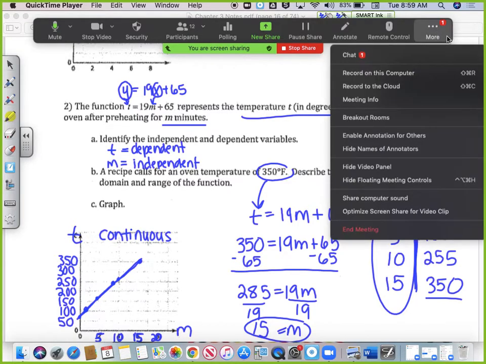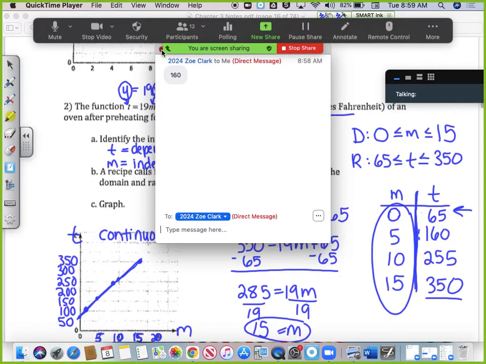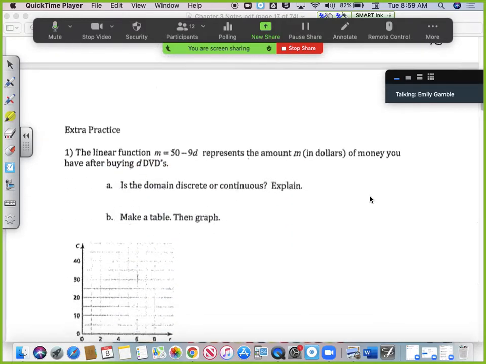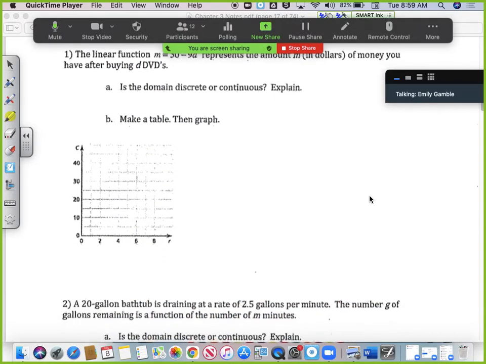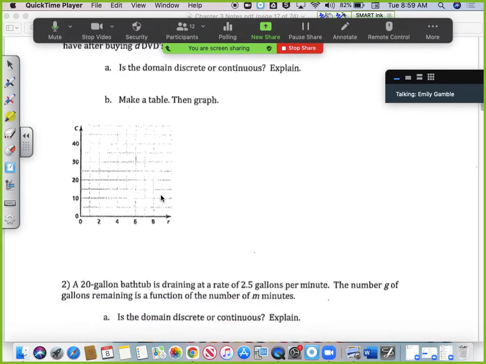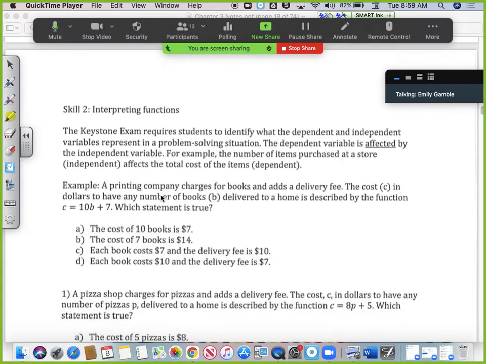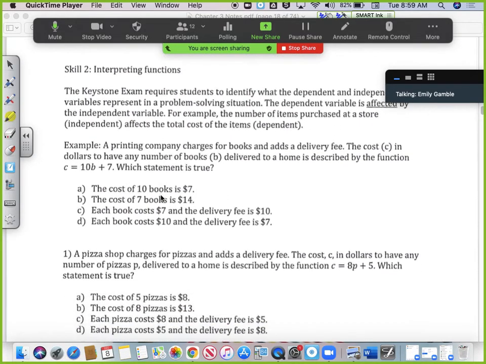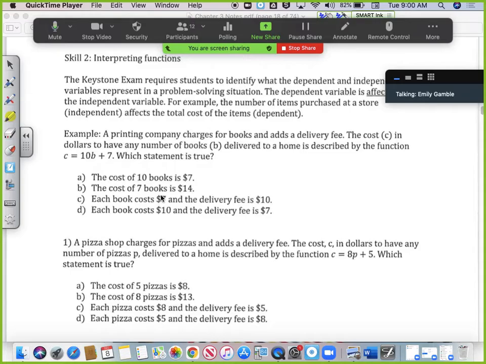So we're going to skip a couple things so we can get everything in for today's lesson. We're going to skip this extra practice. We might come back to it if we need more practice here. But these next two problems are just like those two we did, so we're going to skip those. And we're going to go to this page here on page 18 that says Skill 2, Interpreting Functions.